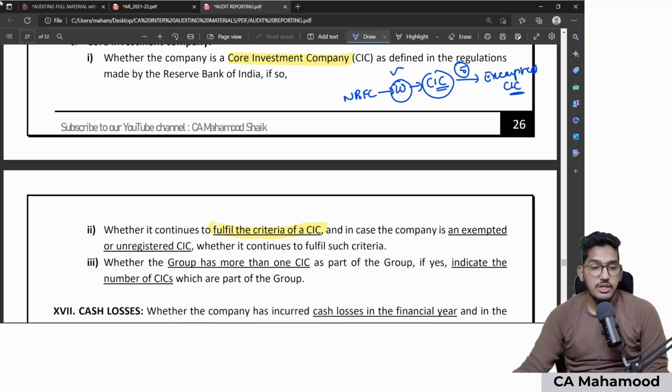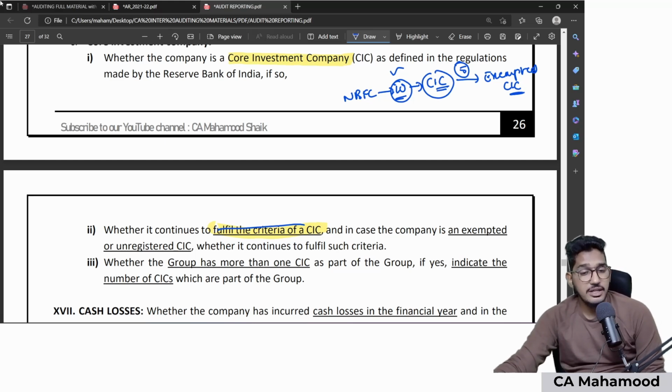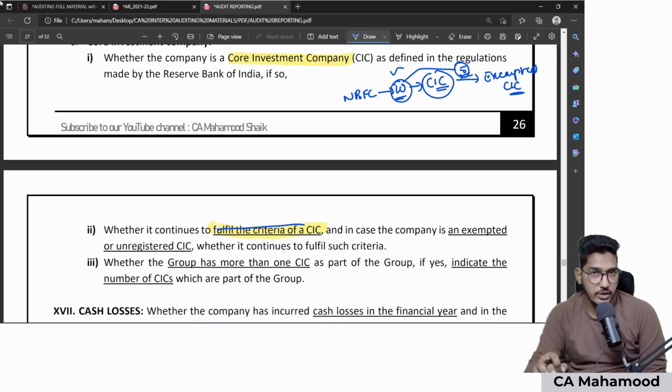If I read it slowly here, whether the company is a core investment company as defined in regulations made by RBI. If yes, whether they fulfill the criteria, whether these 10 conditions are met or not. And in case the company is exempted CIC, then whether it continues to fulfill additional criteria. If it is exempted CIC, this 10 plus 5, 15 conditions are satisfied or not, I need to give a comment.